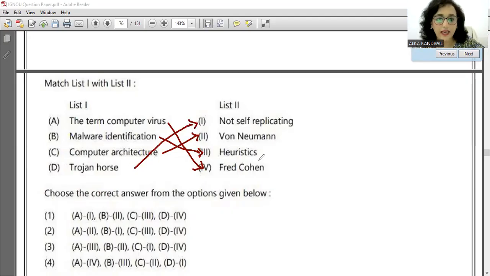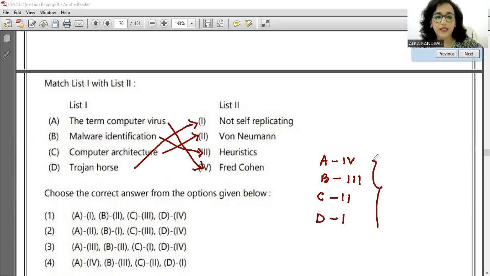तो आंसर क्या है? A का 4 है, B का 3 है, C का 2 है and D का 1 है. So this is the correct answer. I think the answer will be option 4. Okay, so all of you note it down. क्योंकि ऐसा भी क्वेश्चन आ सकता था कि who among the following gave the term computer virus. So we have to know the person behind the naming and what is virus.